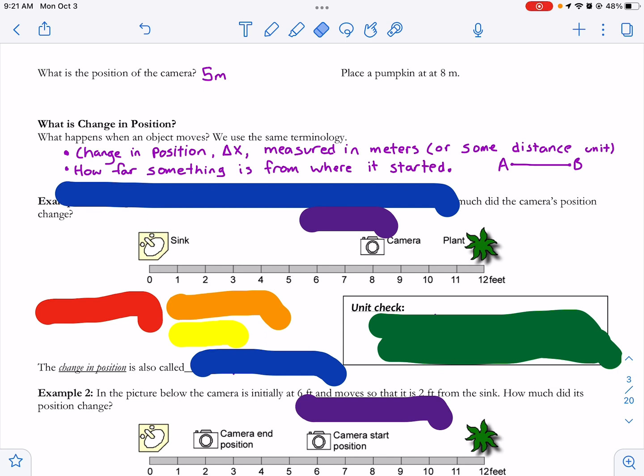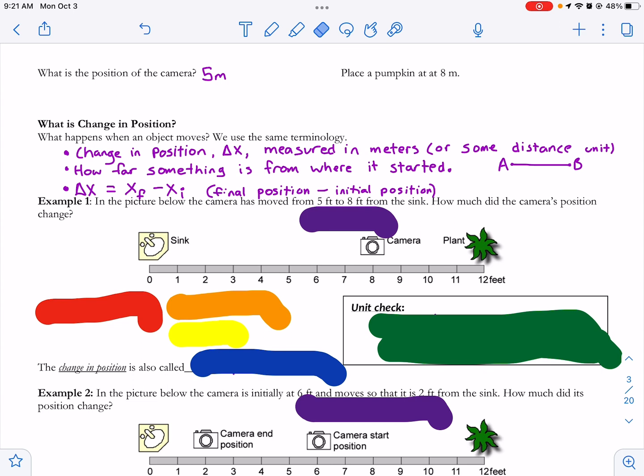When we find the change in position, this is the formula that we're going to use. So we've got delta X for the change in position. Let me highlight this. Delta X for the change in position, XF for the final position, and XI for the initial position. And the difference between those two positions is the change in position.